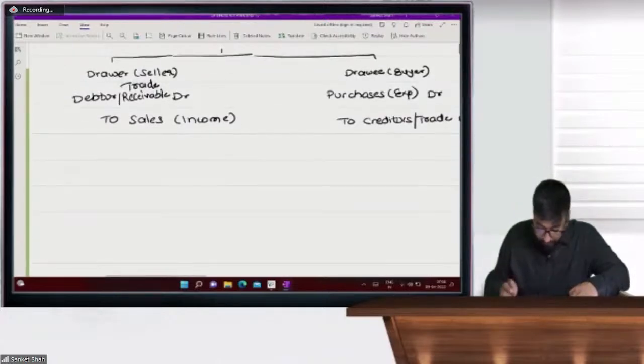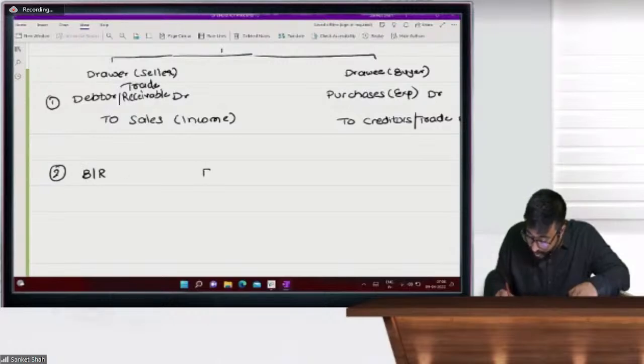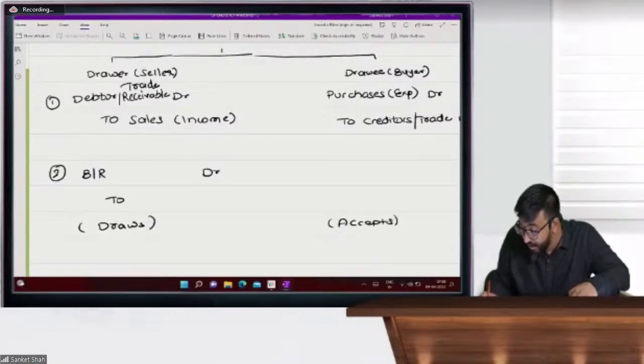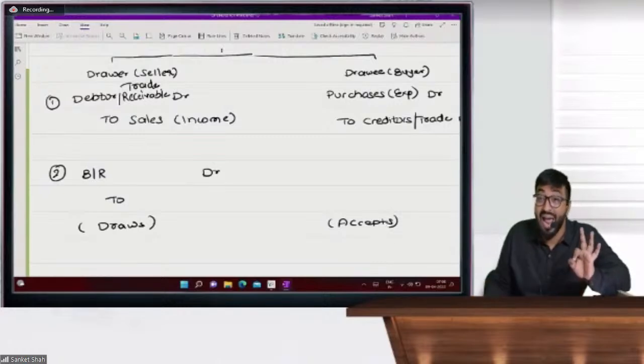Chalo. So second entry, he accepts bill. So bills receivable, he draws bill. Here he draws bill and here he accepts bill. So see beta, whenever there is an acceptance in incomplete records, acceptance by whom? By drawee. And drawn by whom?